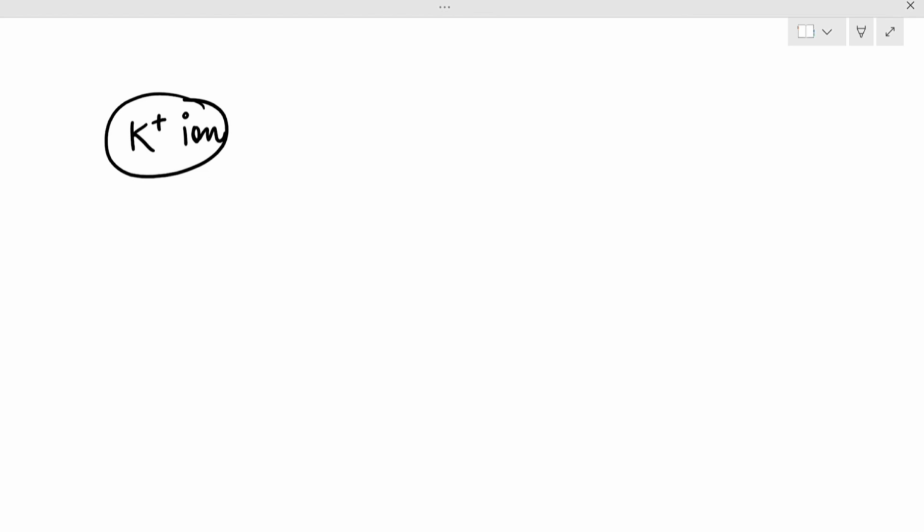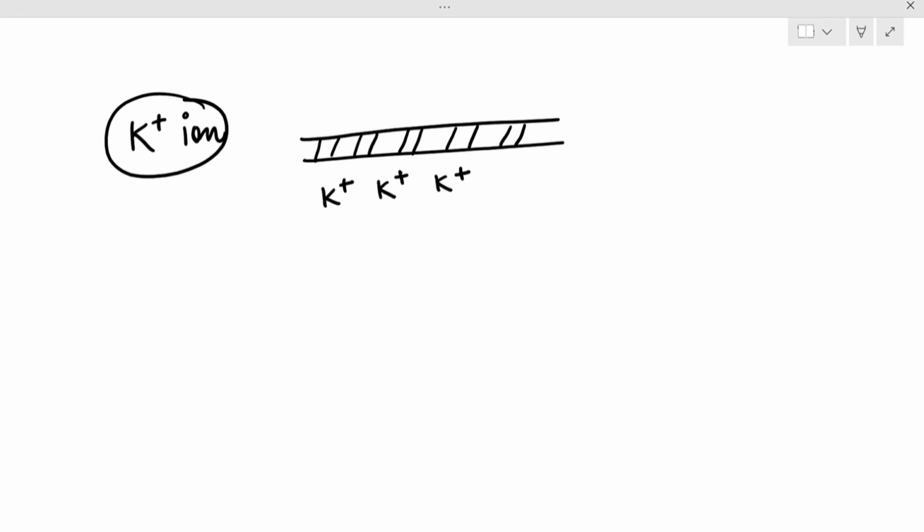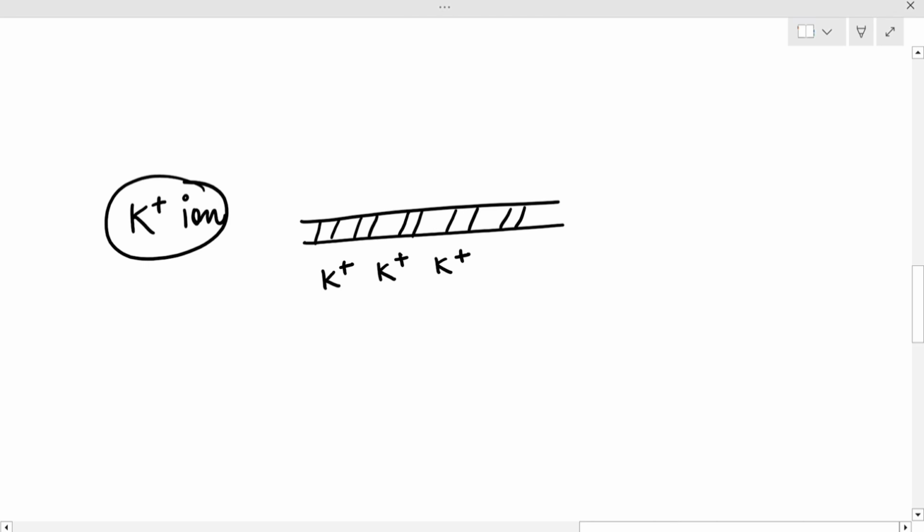Okay. So we all know the potassium ion is the intracellular ion, not extracellular. The concentration of potassium ion is more in the intracellular. So if you see, this is a plasma membrane. The potassium ions are more in the intracellular and less in the extracellular. So the diffusion will take place from intracellular to extracellular.